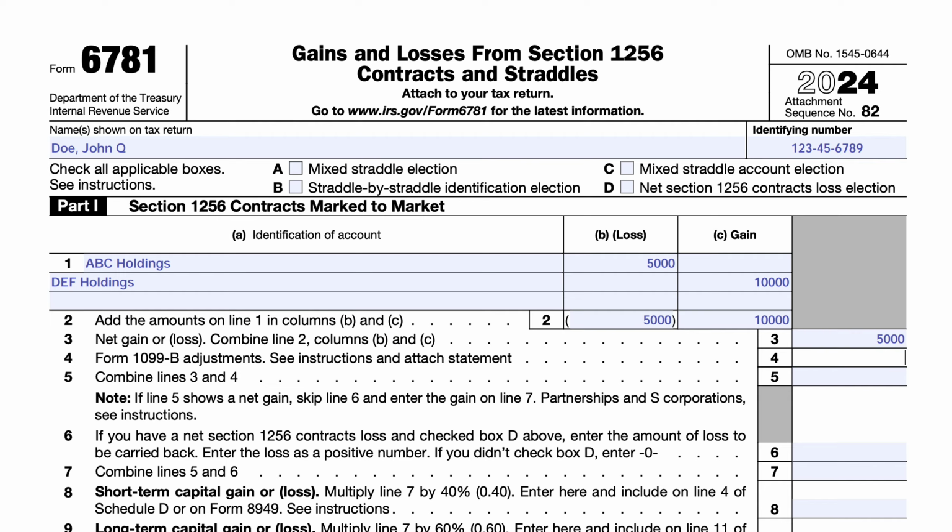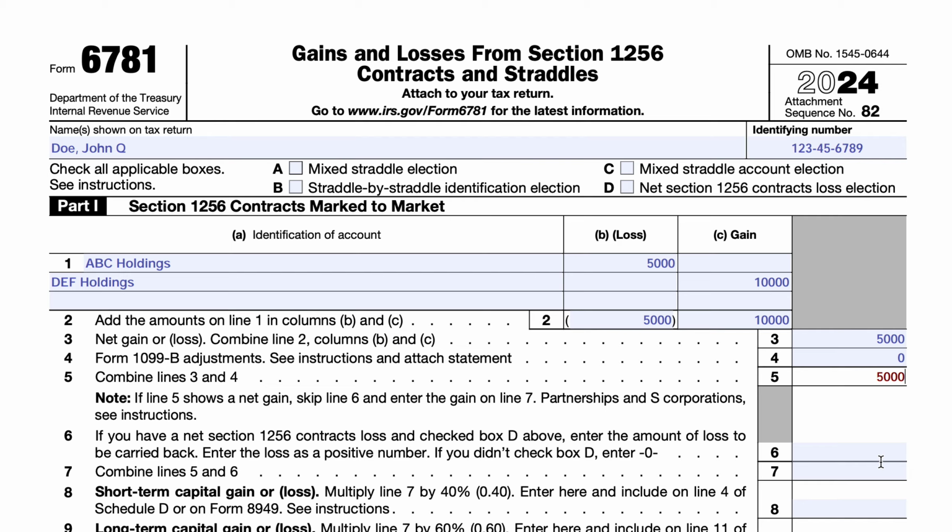For simplicity's sake, we're going to say that there were no Form 1099-B adjustments. So we net these lines together. So now if line 5 shows us net gain, we can skip line 6. Again, line 6 is what we would enter if we needed to.